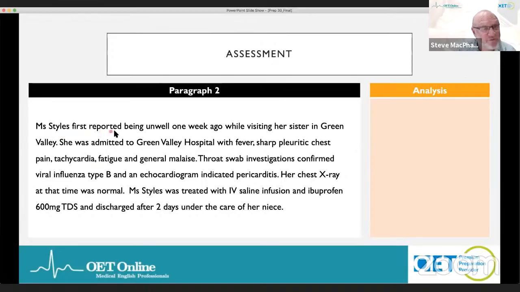Miss Stiles first reported being unwell. Lovely time marker there, everyone. Miss Stiles first reported being unwell 1 week ago while visiting her sister in Green Valley. She was admitted to Green Valley Hospital with fever, sharp pleuritic chest pain, tachycardia, fatigue, and general malaise. Throat swab investigations confirmed viral influenza type B, and an echocardiogram indicated pericarditis. Lovely language there, everyone. The investigations confirmed the influenza. The echocardiogram indicated pericarditis. So really precise language there by this writer.